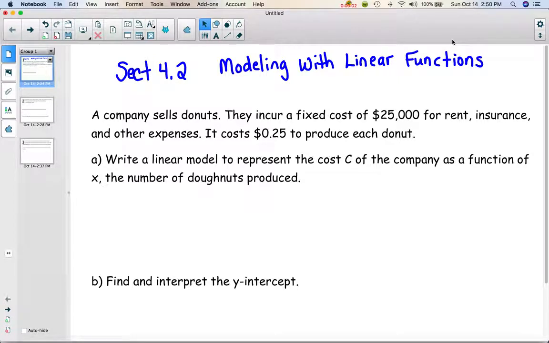Okay, we're going to look at a few examples of modeling with linear functions. So keep in mind, all of these are linear functions. We're going to have different situations, and we are coming up with a linear model for those. So here's our first situation.